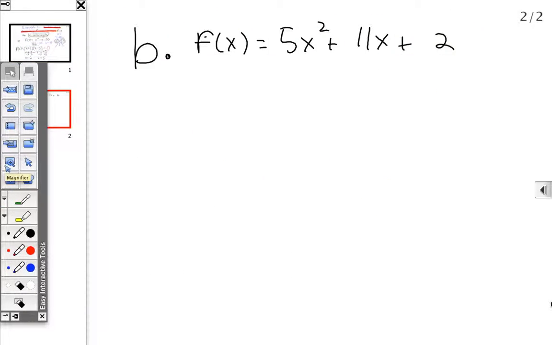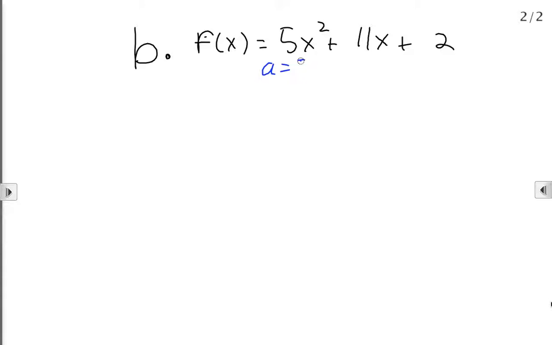We are flipped. So we have another quadratic function. We have the same instructions: find the x-intercepts by factoring. The one thing that's going to make this one different is we have 5x squared as a lead term. We still want to label our a, b, and c values. So we have a equals 5, b equals 11, and c equals 2.